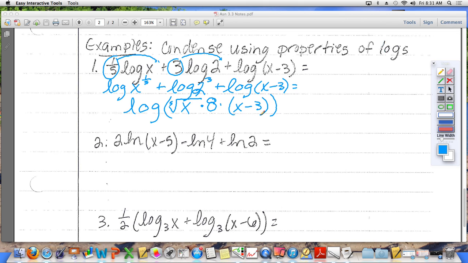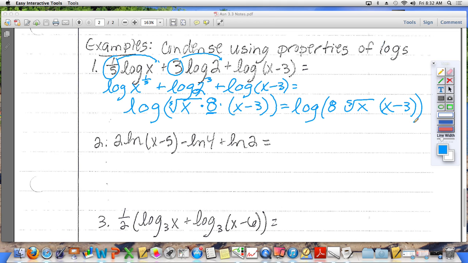That is an acceptable answer. I would say the only thing that would make this a little bit nicer is if you wrote it in a better order. Usually the constant number would be in front, and then maybe the 5th root of x in the middle, and then x minus 3. So if you wrote this a little bit nicer, it would be the log of 8 times the 5th root of x times x minus 3. And you could, if you wanted to, distribute the 8 into the x minus 3 to get 8x minus 24, but this is acceptable. If you wanted to take an extra step, you could.